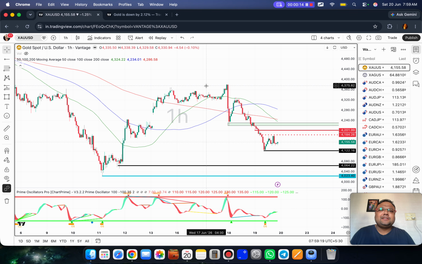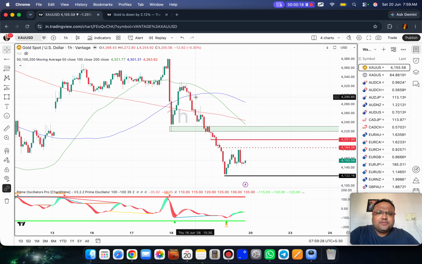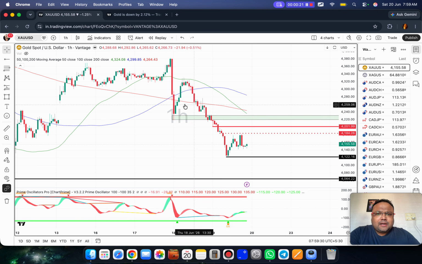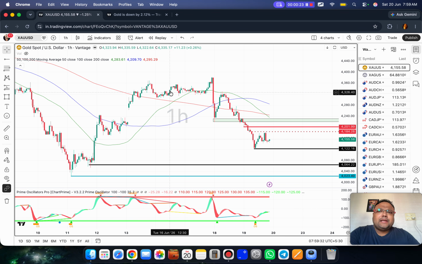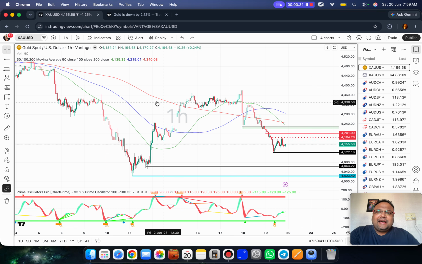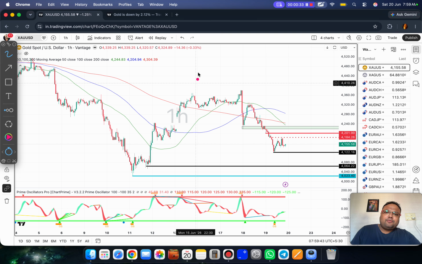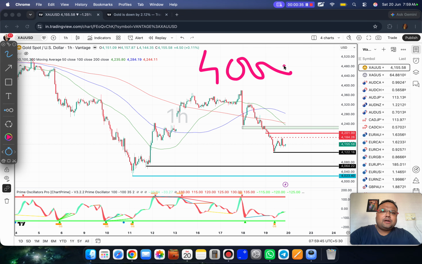So let's get started. My dear friends, this is the hourly chart of gold in front of us, and as we can see, the market is under pressure. As you all know, gold has been under pressure, and the market is really giving panic attacks to the buyers. Still, gold is trading above the 4,000 level, and 4,000 is a key level for the market right now, because if the market slips below 4,000, then things are going to be really bad.